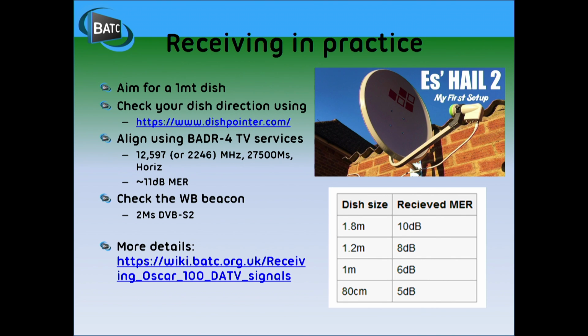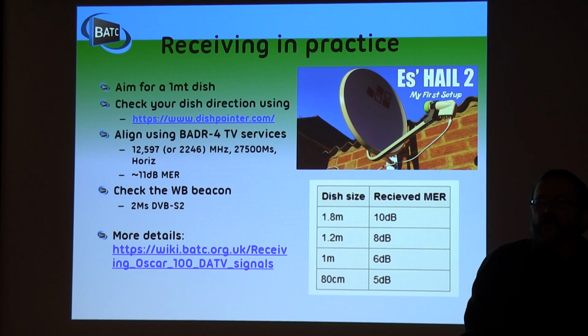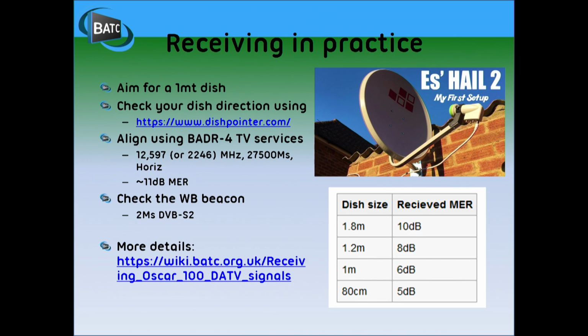actually there are some other commercial TV services on the same transponder or same slot, and they're much louder than the Es'hail signals. So you can in fact even today still use the BADR4 TV services, and once you've found those, you should be able to receive the wideband beacon on the Es'hail. One of the other things you can of course do is look for the narrowband beacons, because they will come in before the wideband signals do.